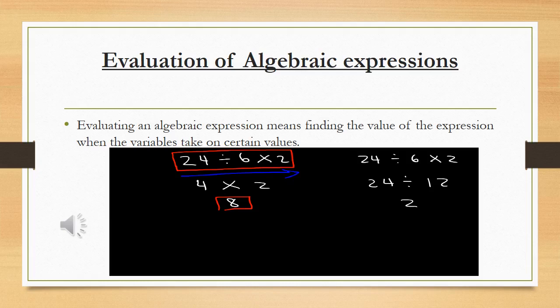Another way you could see this expression is 24 divided by 6 is a fraction, and then you're going to multiply by 2, which is the same as 2 over 1. So if you divide 24 by 6, you're going to get 4, and 4 times 2 is 8. The other way to do this is to multiply 24 by 2, which is 48, and then divide it by 6. That will also give you 8.